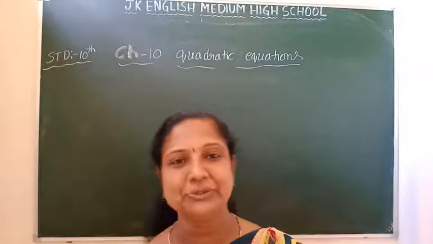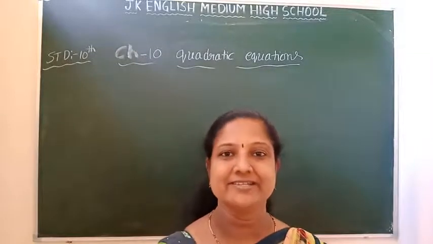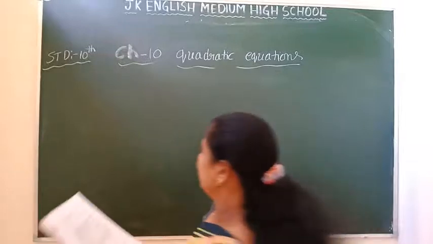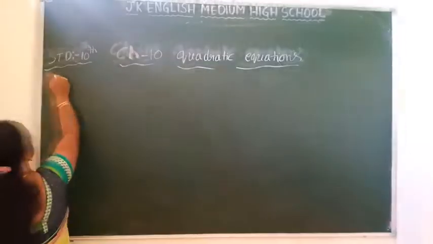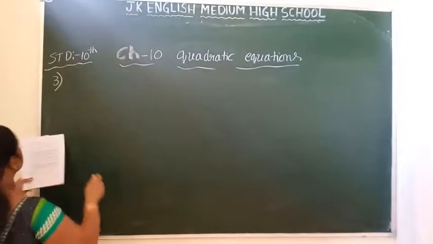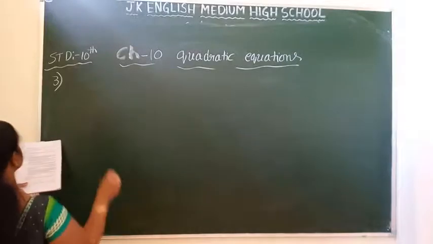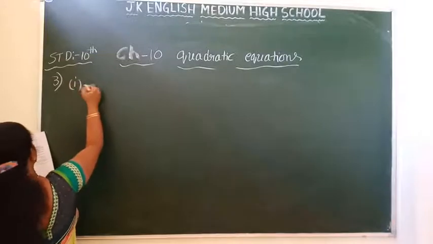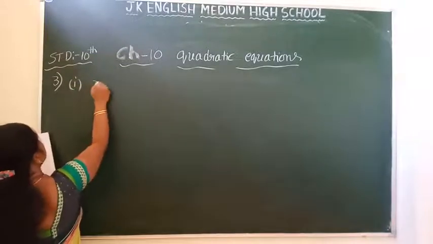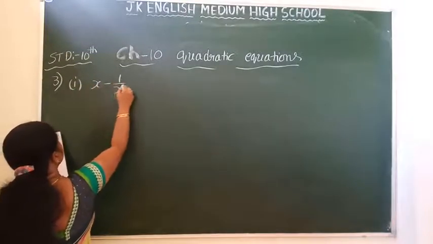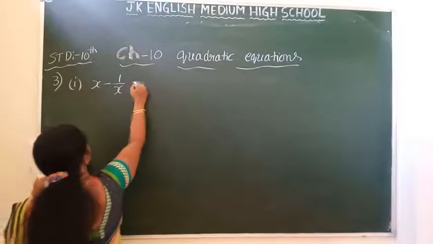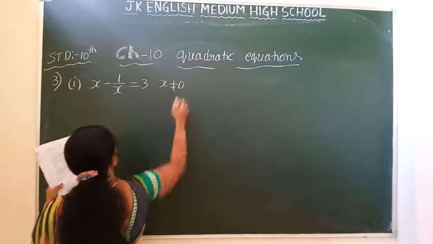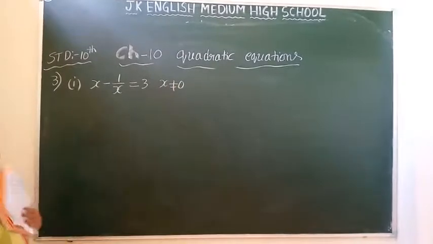I am going to continue the 10.3 exercise from chapter 10, quadratic equations. The third main heading is: find the roots of the following equations. In that, the first equation is x minus 1 by x is equal to 3, where x is not equal to 0. So now we have to simplify.